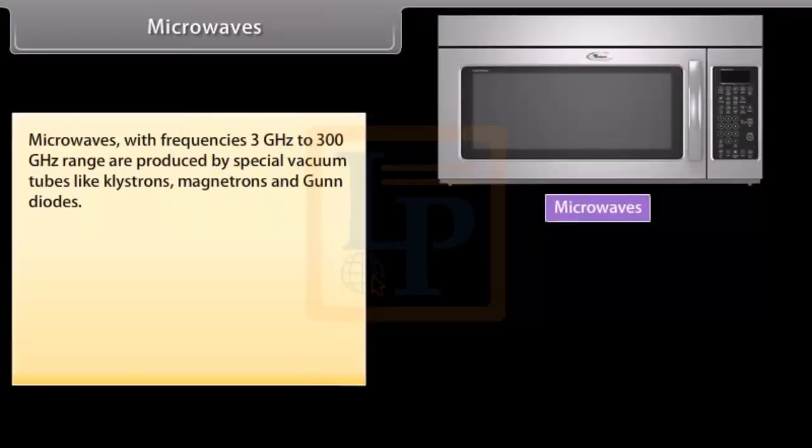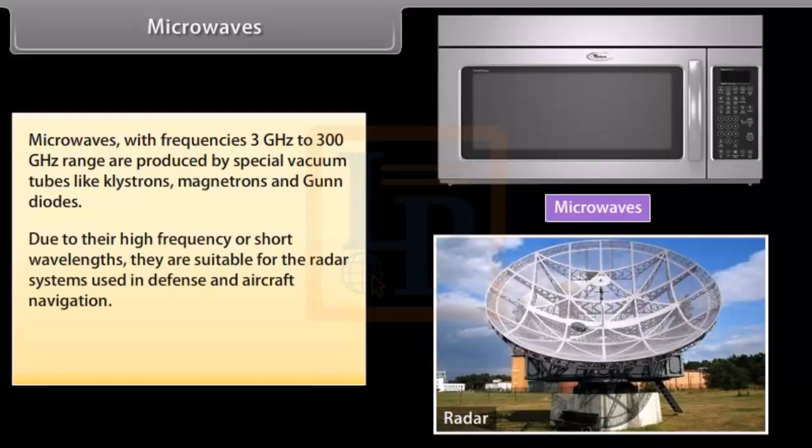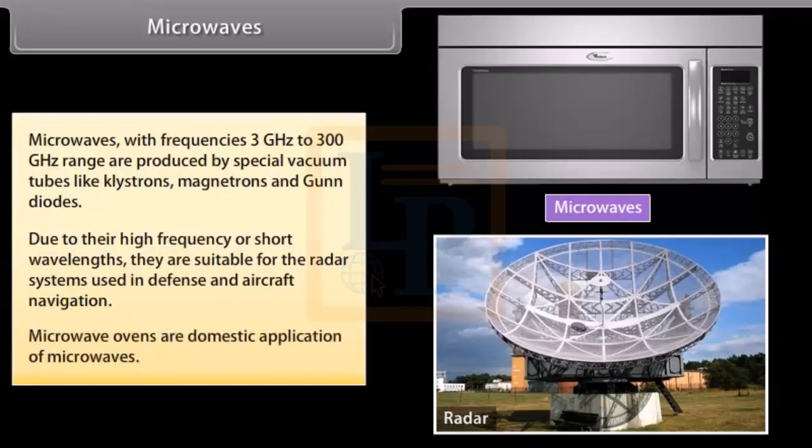Microwaves. Microwaves with frequencies in the 3 GHz to 300 GHz range are produced by special vacuum tubes like klystrons, magnetrons and gun diodes. Due to their high frequency or short wavelengths, they are suitable for the radar systems used in defense and aircraft navigation. Microwave ovens are a domestic application of microwaves.